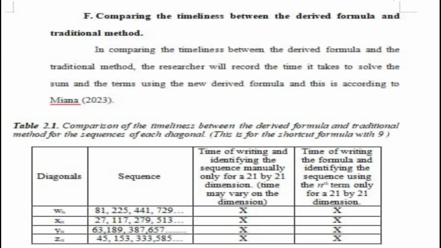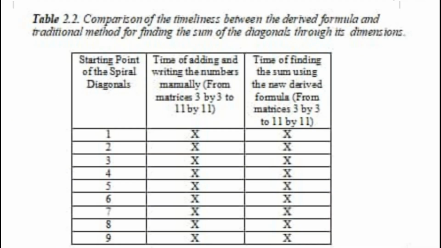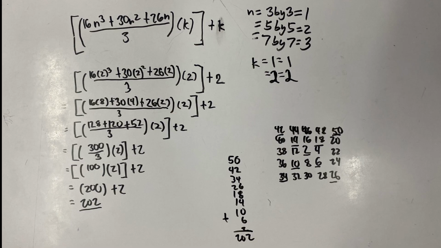Finally, we evaluated whether our shortcut is not only correct, but also faster and more efficient, ensuring that it truly improves on the old way of solving number spiral diagonals. And this is an example of a 5 by 5 spiral by 2 as a starting point, with the traditional method and with the newly derived formula.